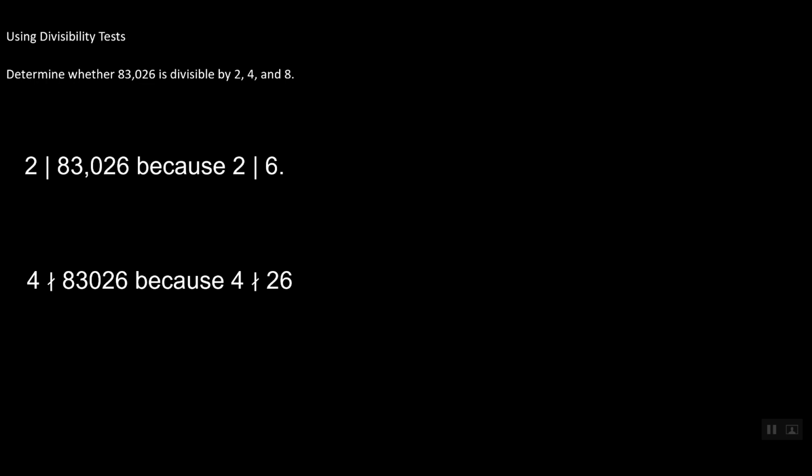Let's try this again. We have 83,026. We want to see if this is divisible by 2, 4, and 8. Our number ends in a 6, therefore it's divisible by 2. The last 2 digits are 26, so we would need 4 to divide 26. Unfortunately, 4 does not divide 26, therefore 4 will not divide that larger number.